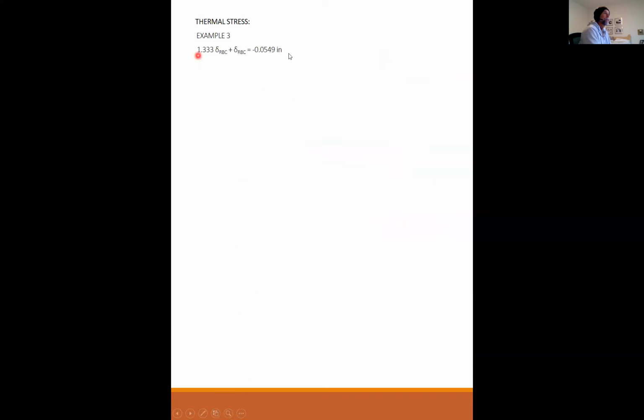Okay, so I repeated this equation, only now instead of delta RAB, I plugged in 1.33 delta RBC, plus delta RBC is all equal to minus 0.0549. And now I can solve. I have one equation, one unknown. Delta RBC is 0.0235 inches.